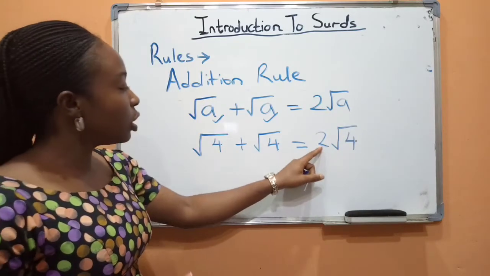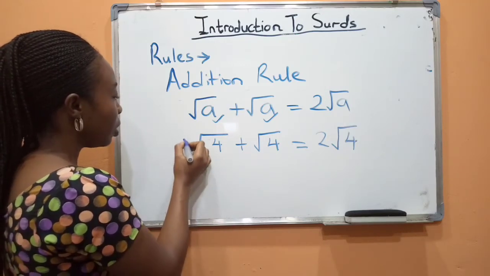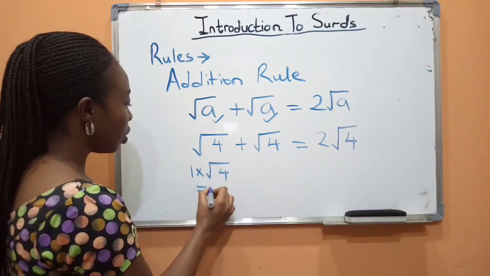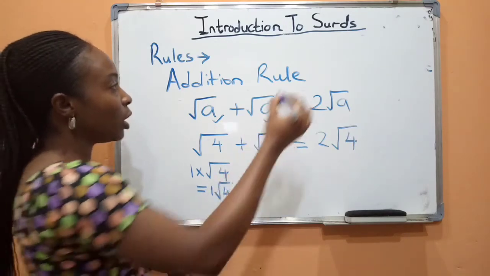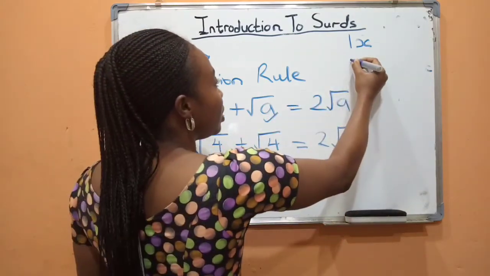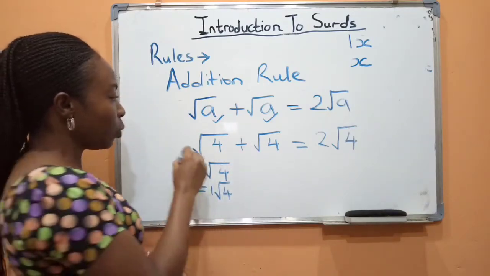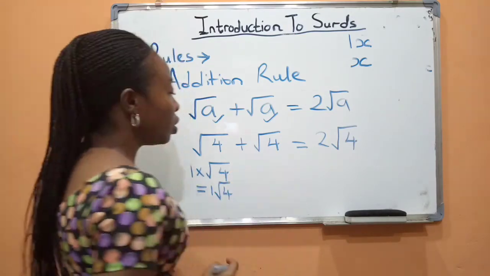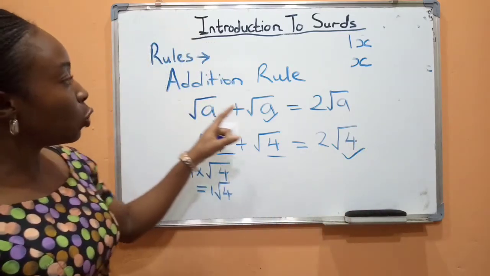You may be wondering, where are we getting these two from? If you take a look at this surd, there's a 1 we don't necessarily write. It's the same as saying 1 times surd 4 gives us 1 surd 4, but we do not write this 1, just like we don't say 1x. But there's a 1 in front of the x, we simply say x. It's the same thing occurring here. We don't necessarily write the 1, but it is actually present. The fact that it doesn't appear doesn't mean it's not present. So you can add the same surd and get your answer. That is what the addition rule states.